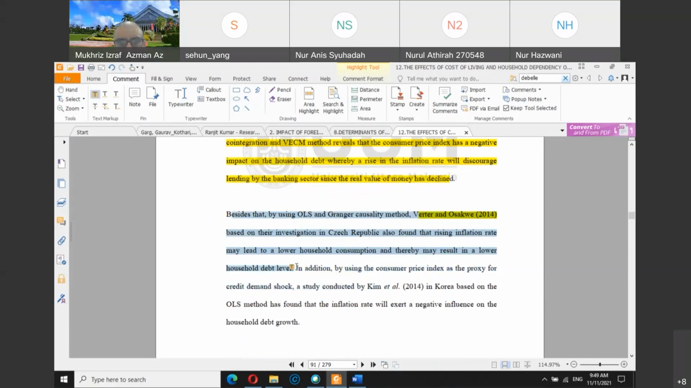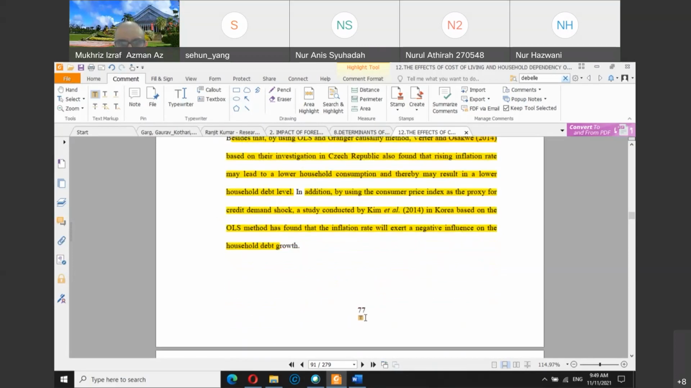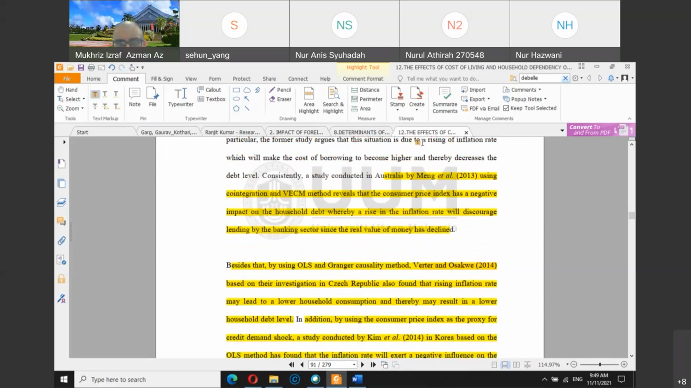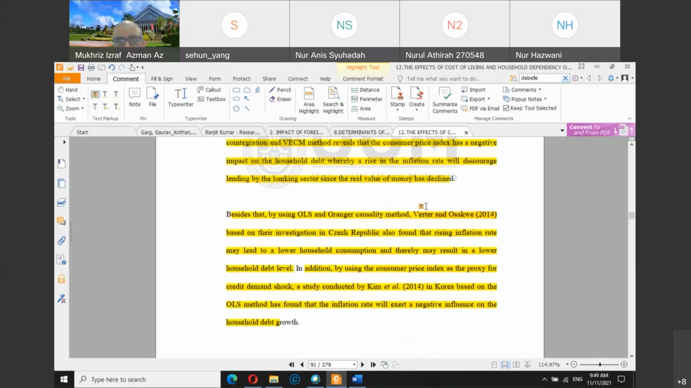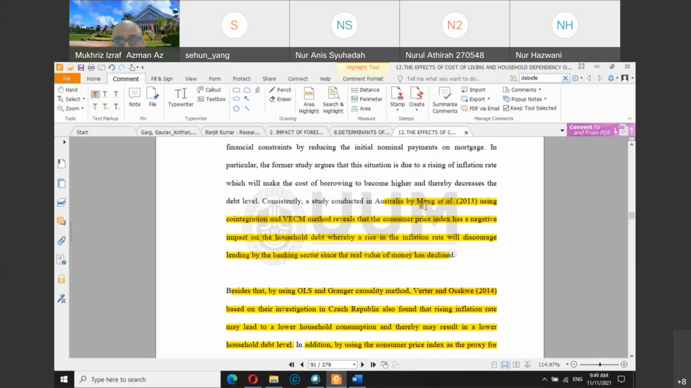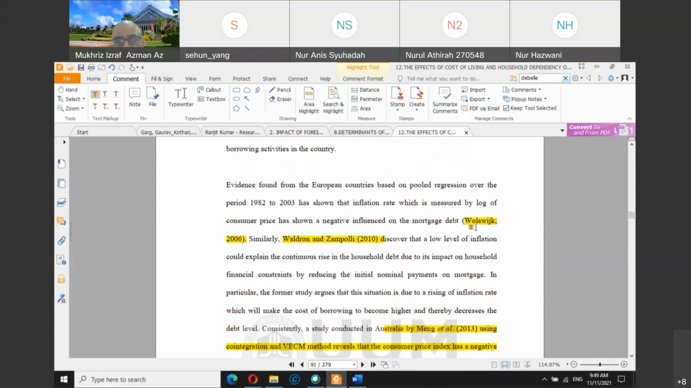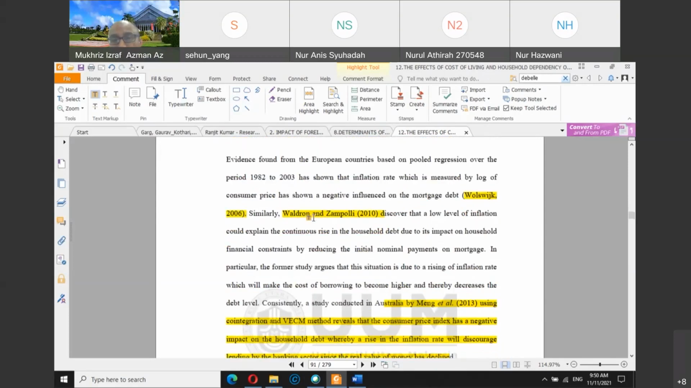4 lines for this article. Kim et al., around another 4 lines. So you can see that thesis number 12 here, you can use this as your guide as well, in terms of how much you should write for one particular article. 4 lines, 5 lines should be the most. The longer you write means that you are taking too much information from one article. So that is not a good way to cite.